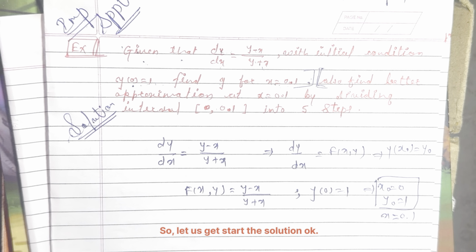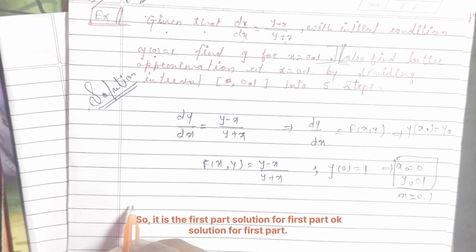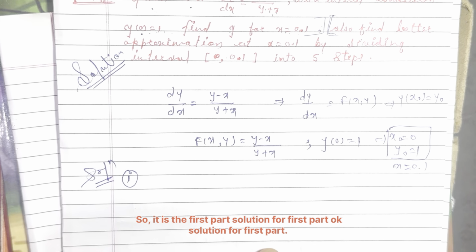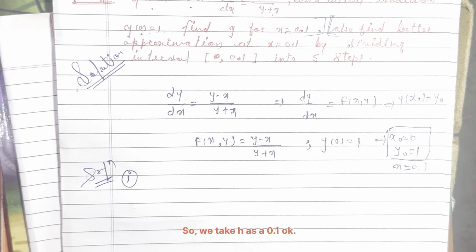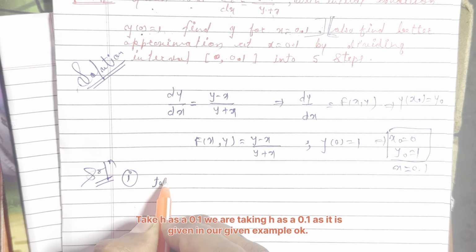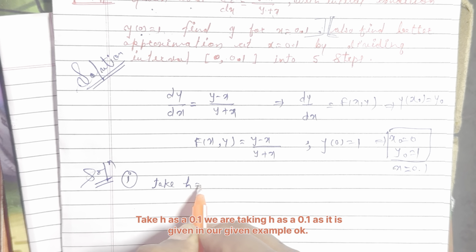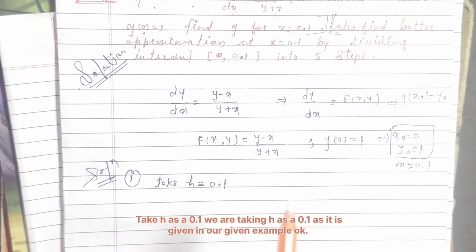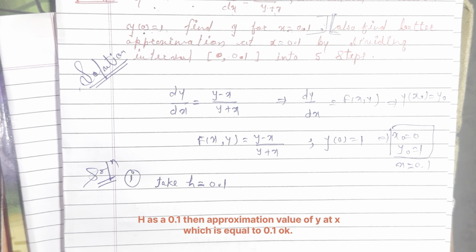So let's start the solution, the solution for the first part. We take h as 0.1, as it is given in our example. Then we need the approximation value of y at x equal to 0.1.